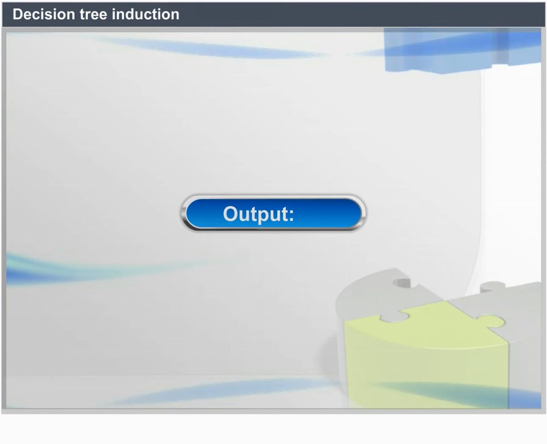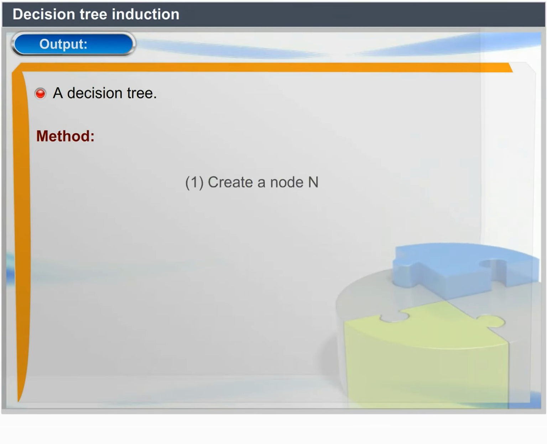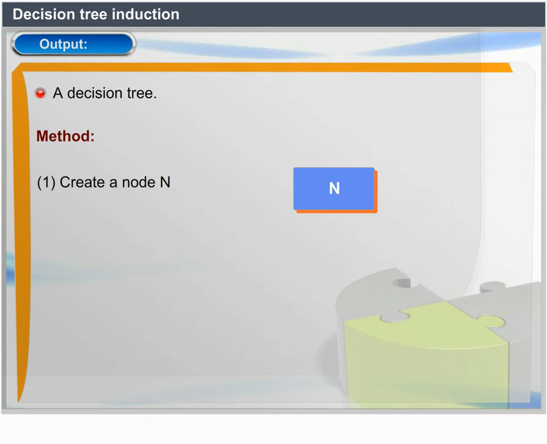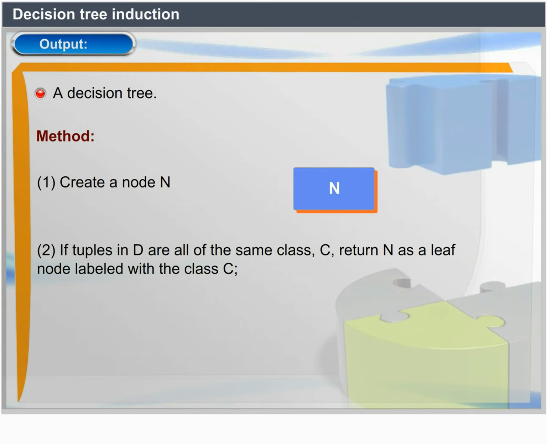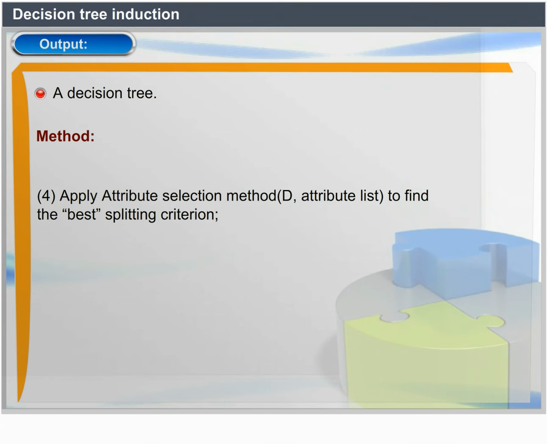Output: a decision tree. Method: Step 1. Create a node n. Step 2. If tuples in D are all of the same class C, then return n as a leaf node labeled with the class C. Step 3. If attribute list is empty, then return n as a leaf node labeled with the majority class in D, majority voting. Step 4. Apply attribute selection method (D, attribute list) to find the best splitting criterion.